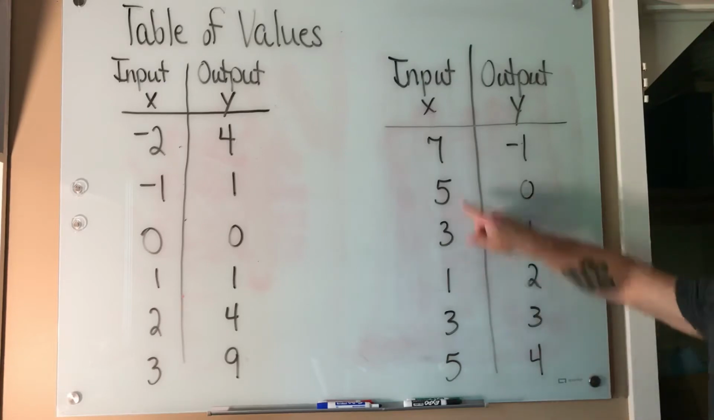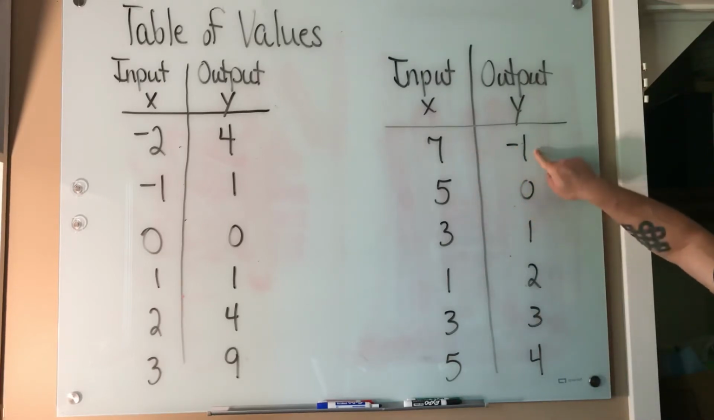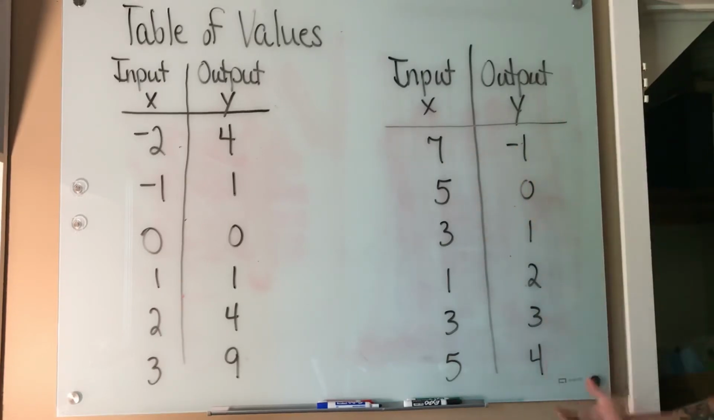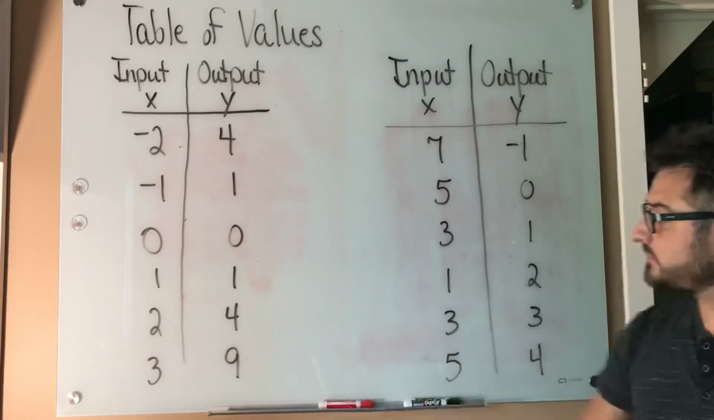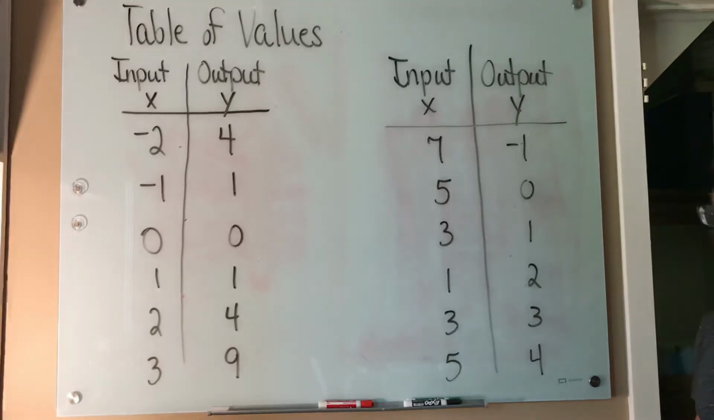Again, the input value of 7 is paired with the output value -1, and so on down the line. But we don't know the equation that relates these. We don't know what the rhyme or reason is, but we do know that there are input and output pairs.